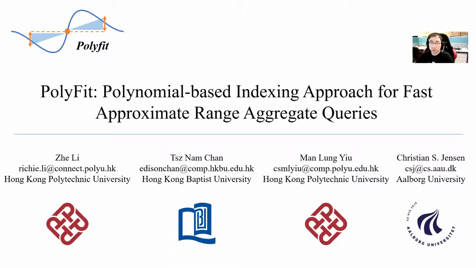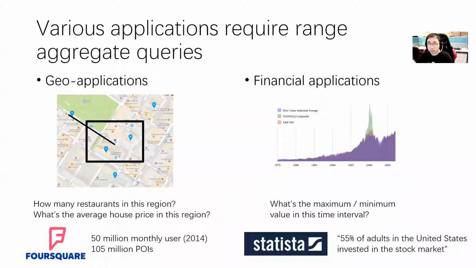We are the authors of the paper PolyFit, Polynomial-Based Indexing Approach for Fast Approximate Range Aggregate Queries. In this work, we study how to use polynomial functions to answer approximate range aggregate queries. Range aggregate queries are very common and have been frequently used in OLAP systems. In recent years, their application has become wider.